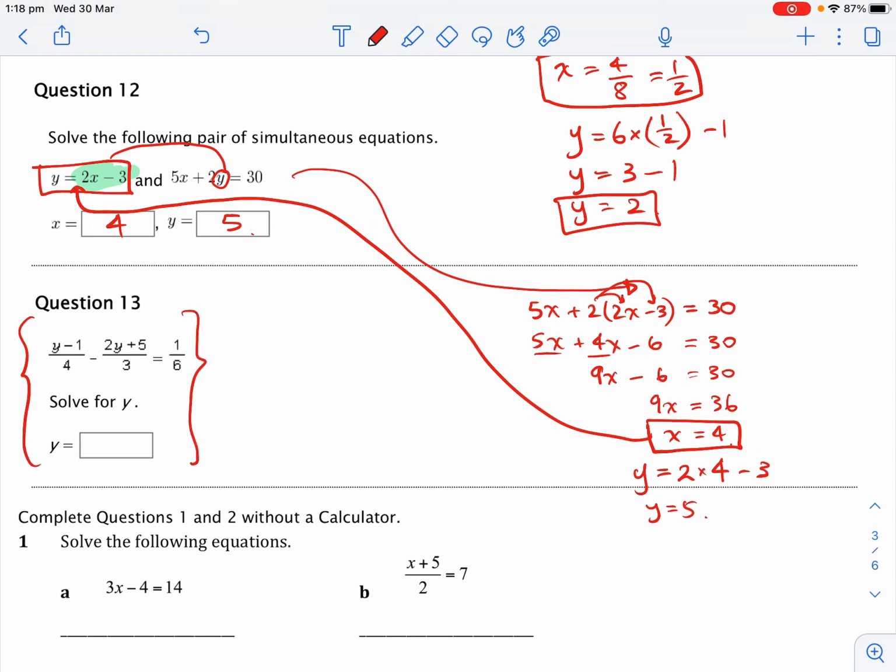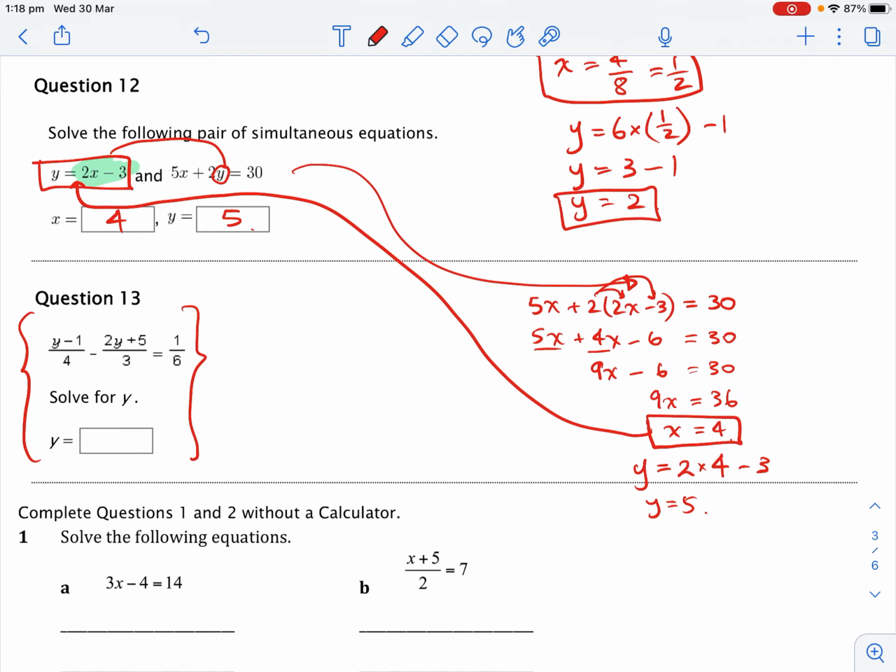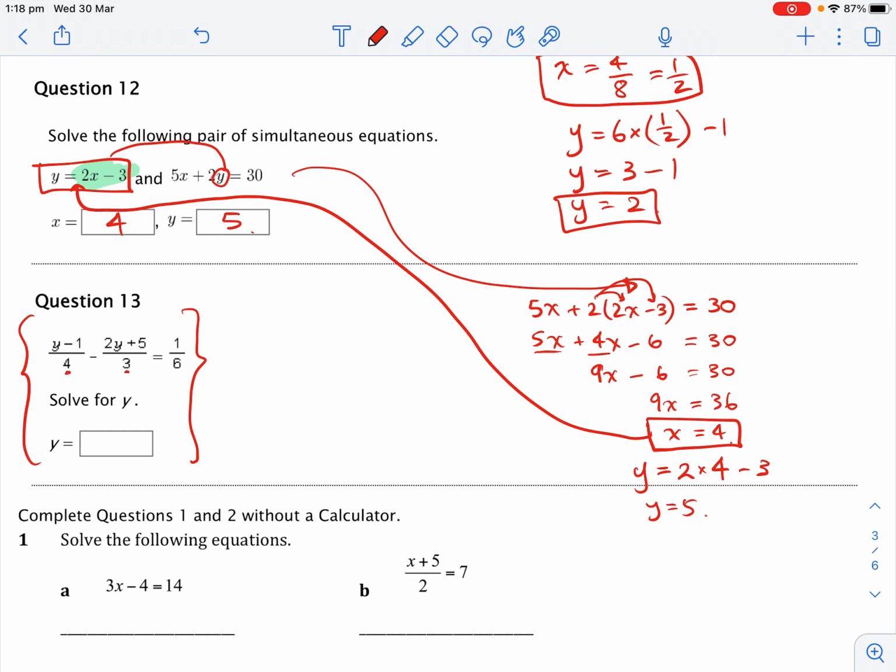Alright, this question is a little bit gross. So what we're going to do is the same thing as before. We're going to get that common denominator. So I'm going to multiply everything by the lowest common multiple of these 3 values. And the lowest common multiple of 3, 4 and 6 is equal to 12. So I'm going to multiply everything here by 12. That looks like this: 12 times y minus 1 over 4 minus 12 times 2y plus 5 over 3 equal to 12 times 1/6.